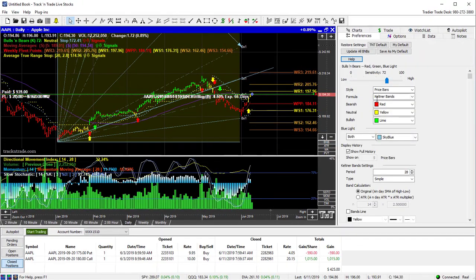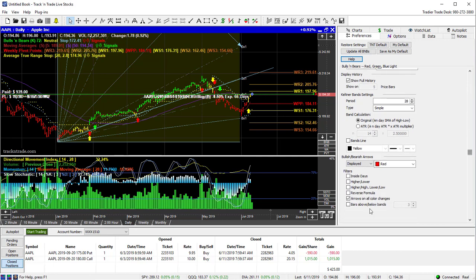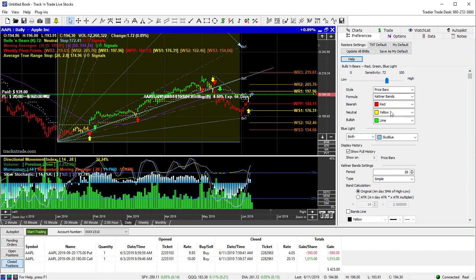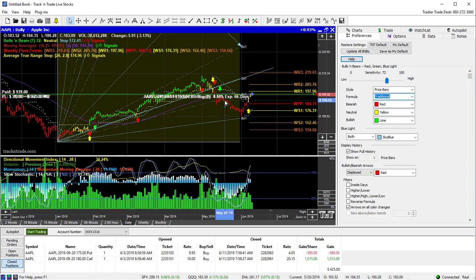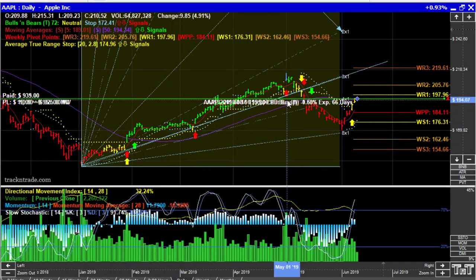If you want to see the settings for that, here they are. You can pause the video and go down through the settings. And I have arrows in all color changes, which is the accumulation mode. You can use either Keltner bands or you can use traditional on these long-term charts. Either way, I like both. But this is what gives you the accumulation arrows.